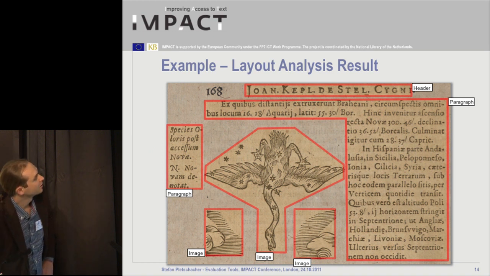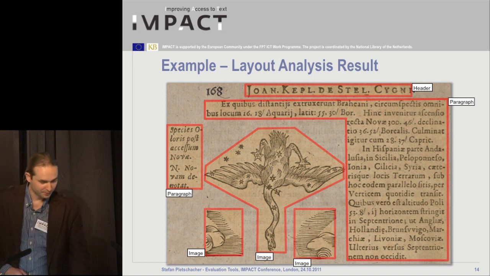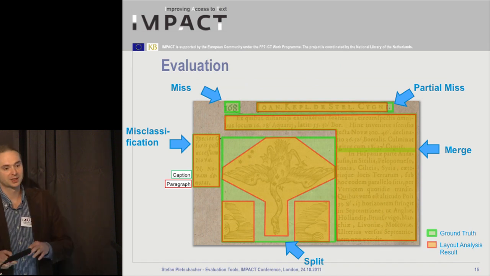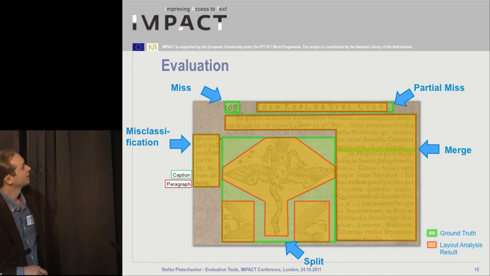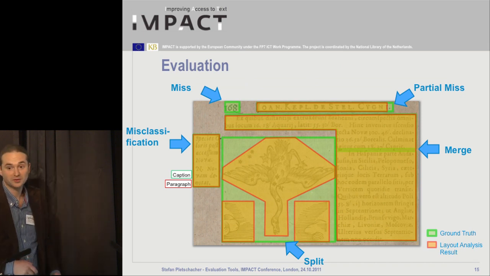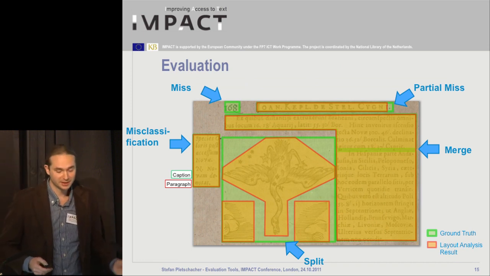Okay, that was not very problematic, but say here misclassification and so on. So this is basically what the tool does internally. It computes all those types of errors, and then it detects this as a miss region, a partial miss. Those things have been merged together. This was split, and here that was misclassified. So the caption is a paragraph now. If you're doing image search, maybe you need to find image captions to look for keywords in there, so that can be a problem. Maybe it isn't.